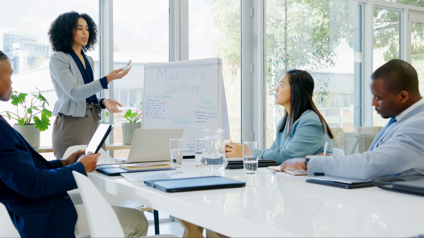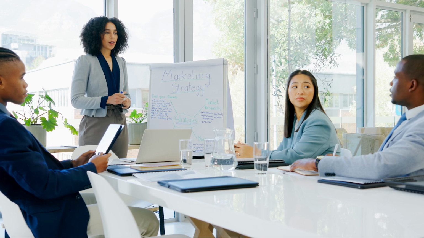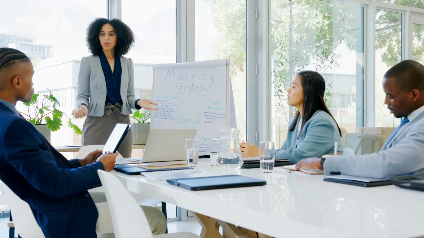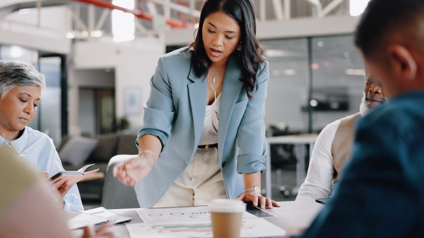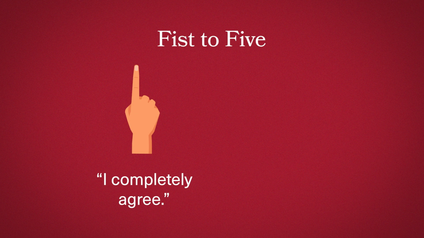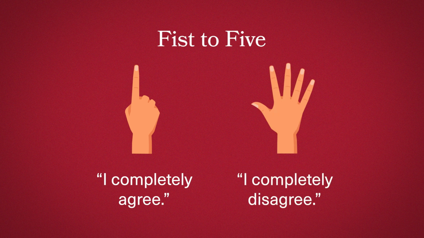So imagine for a moment that you're in a meeting. You're trying to get feedback from where people stand on a particular subject. What individuals do is vote with their hand by simply raising it. 1 being, I completely agree with what you're saying. 5 being, I completely disagree with what you're saying.